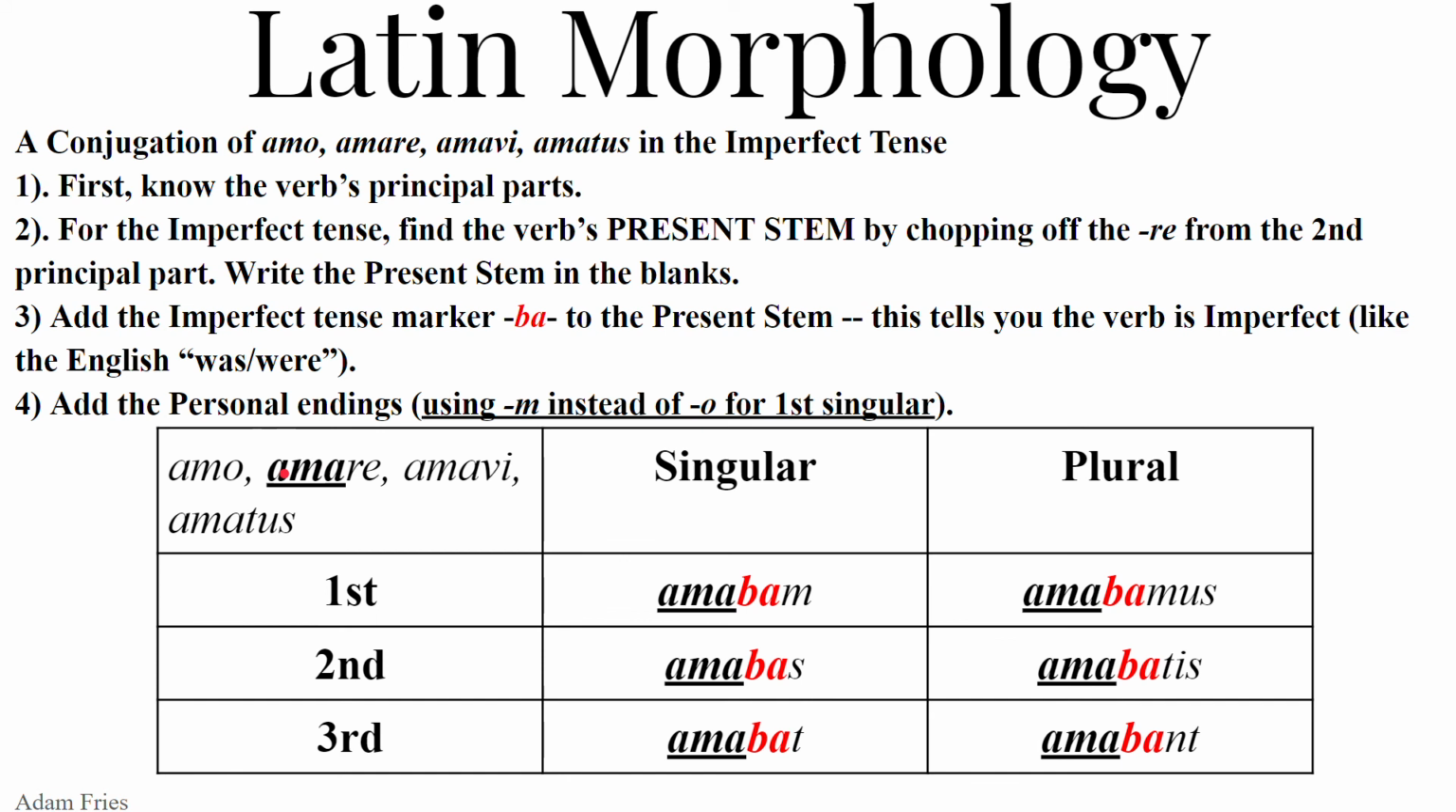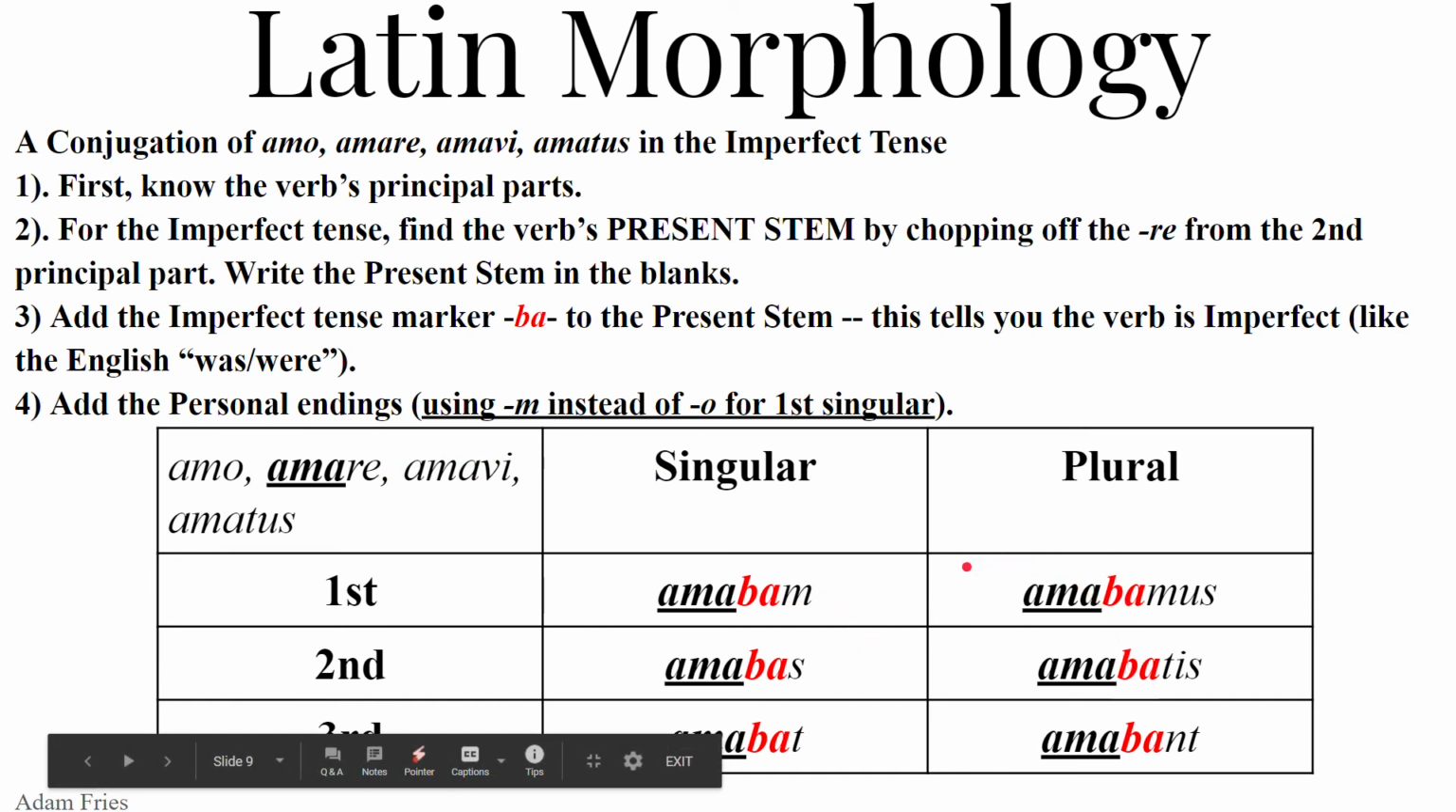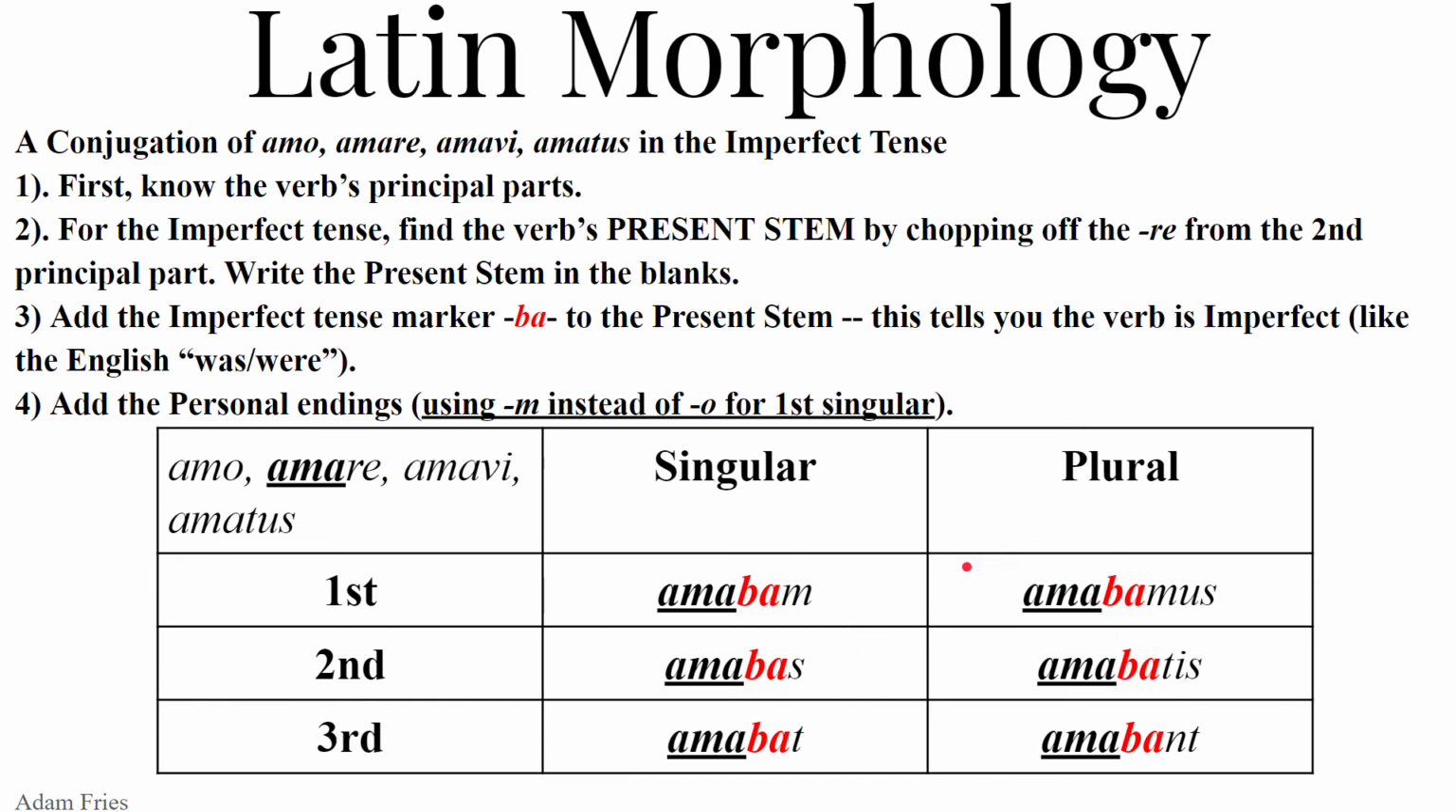Go ahead, ignore the first principal part. His only job was for the present tense. Go to the second principal part, get that present stem, ama, and write ama in all of the blanks. All of the blanks. Then we are adding the imperfect tense marker ba.